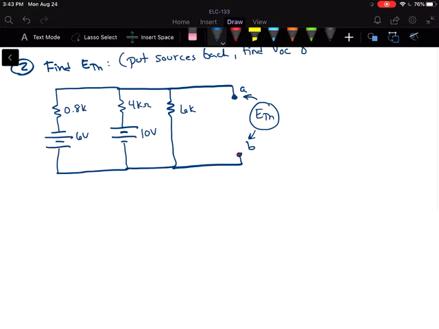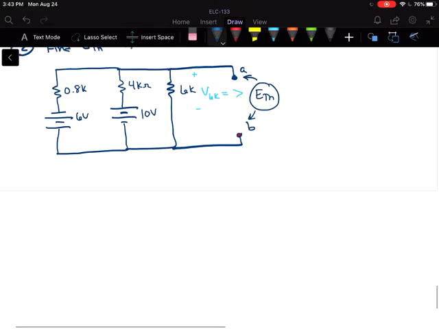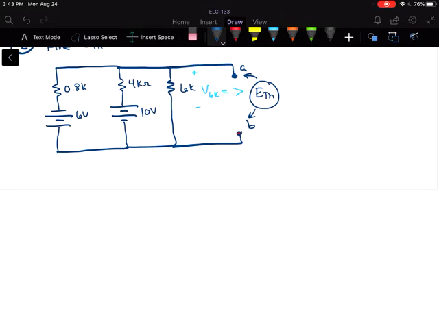So if you're going to do mesh analysis or superposition or anything else, what you're really looking for is the voltage here across the 6K, because that's going to equal your E Thevenin. So as long as you can find that voltage, you can use any of the tools in your toolbox. It really doesn't matter. I think I'm going to do the source conversions. I think that'd be kind of an interesting thing to do for this. And I'm going to convert this voltage source to a current source and this voltage source to a current source.